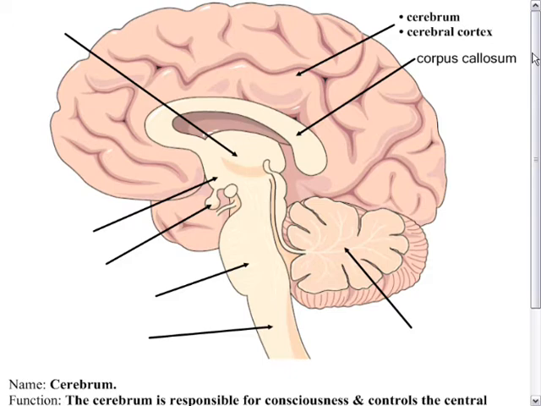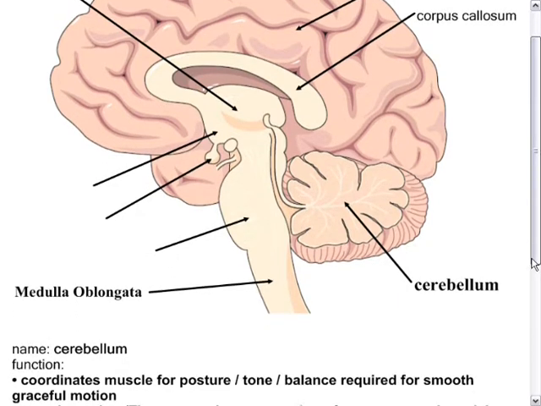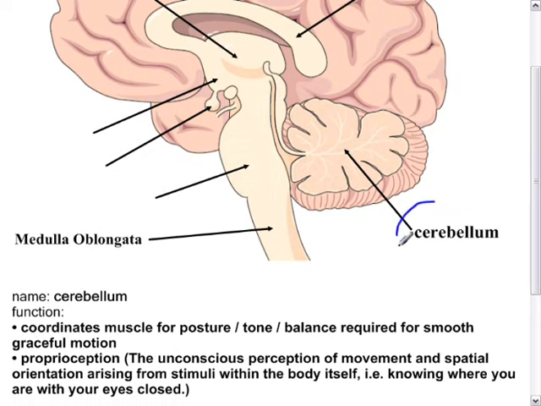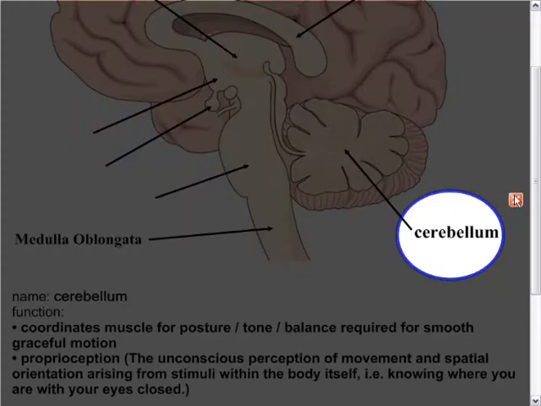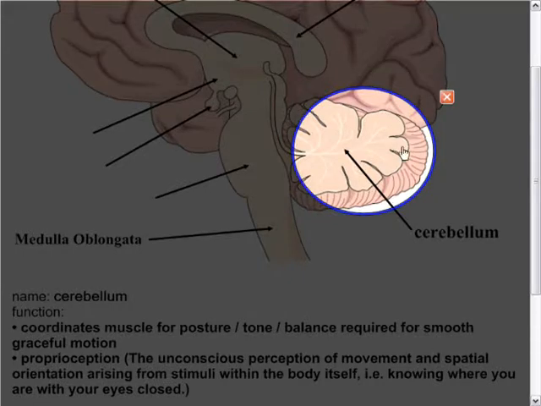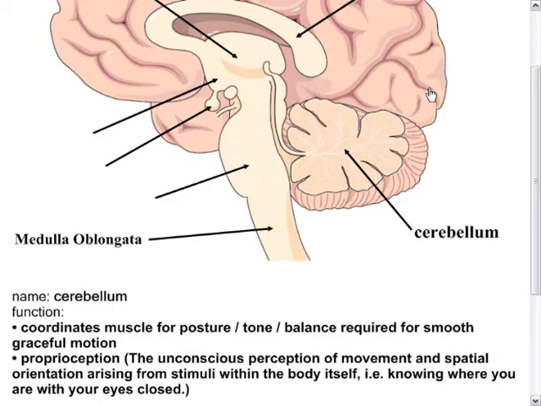So the two sections we just covered are the cerebrum / cerebral cortex, which is within the cerebrum, and the corpus callosum. The next section will be covering the cerebellum. The cerebellum is located right here. And it is this part of the brain. It coordinates muscle for posture, tone, and balance required for smooth and graceful motion.